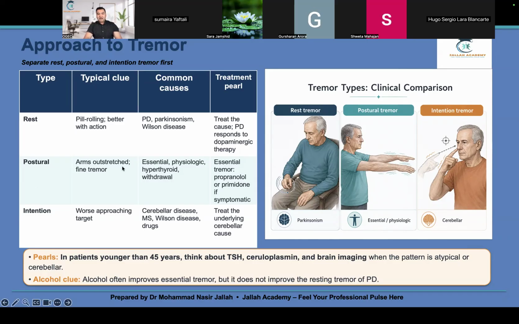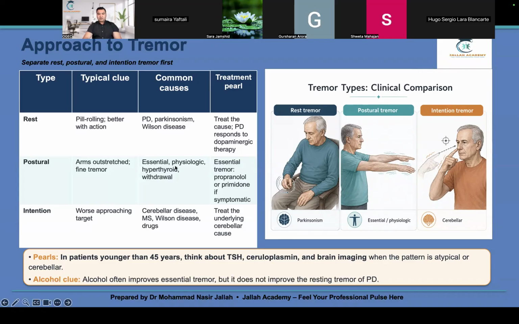Postural: arm outstretched, fine tremor. So you ask the patient to do this. If you're doing NAC-OSCE, when you ask your patient to stretch his hand, you need to ask your patient to copy you. So can you copy me, please? Stretch your hand all the way and hold it like this. That's why it's called posture, because the patient has to hold a specific posture, which is like this. And then the patient will start having a postural tremor if the patient has hyperthyroidism, or if the patient has beta-2 agonist toxicity.